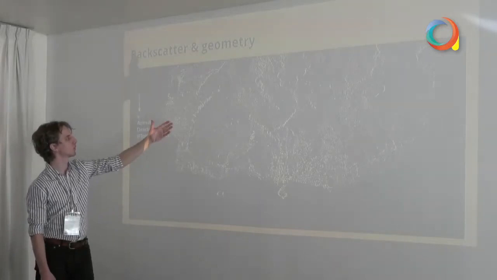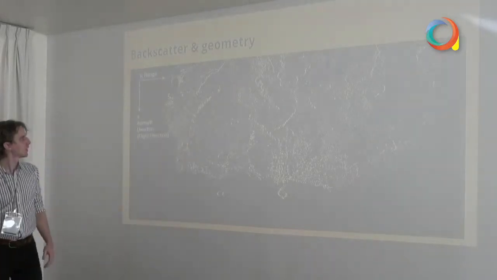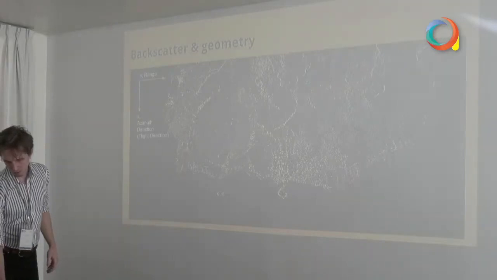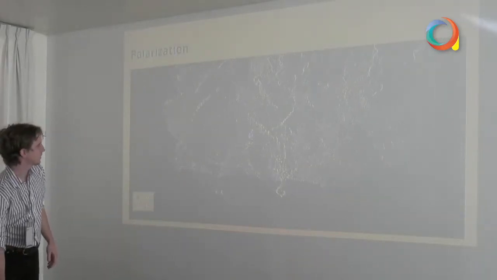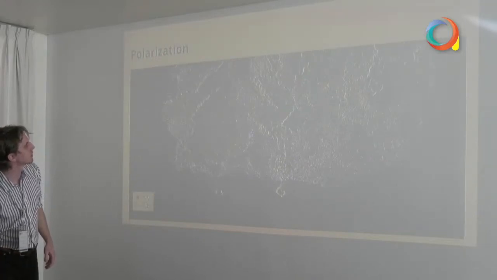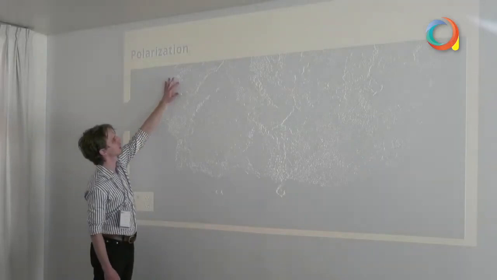You also get backscatter patterns. You see high backscatter from the mountain ranges or cliffs that are facing in the correct direction to get high backscatter, and very low in the ocean, and also low in these more flat or vegetated areas.